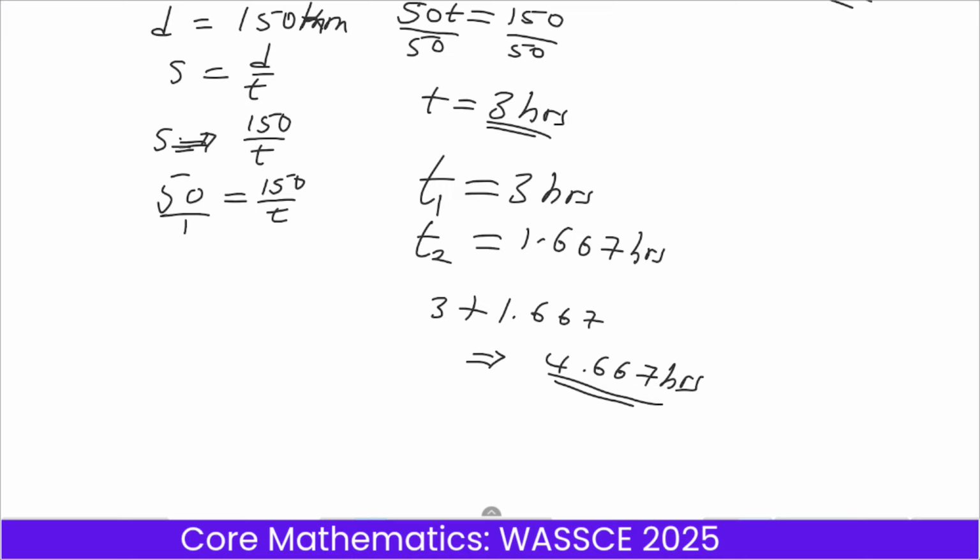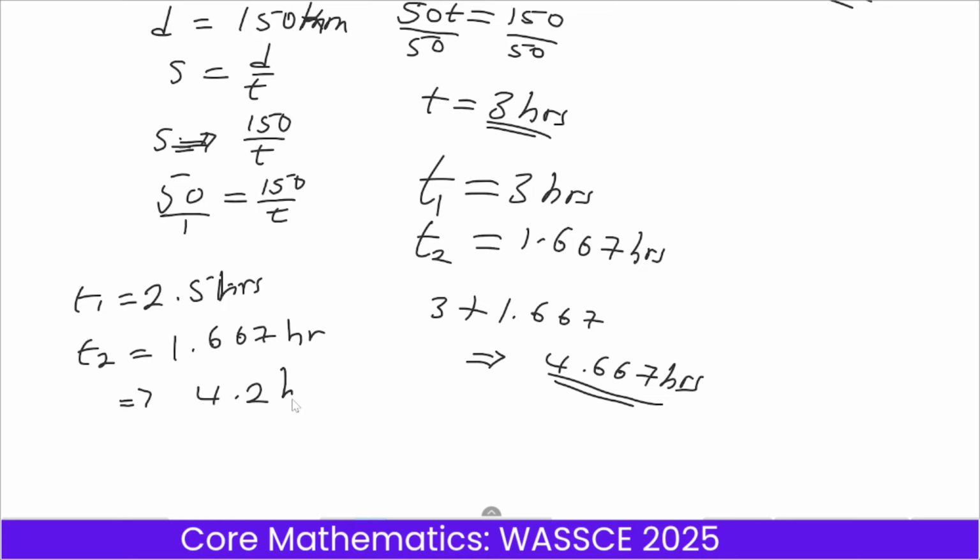So let's compare this time with the initial time we got for the entire journey. Initially, our T1 when the train was moving at 60 km per hour was 2.5 hours. That was T1. Now, our T2 still remains 1.667 hours. And when we added them, we had approximately 4.2 hours.